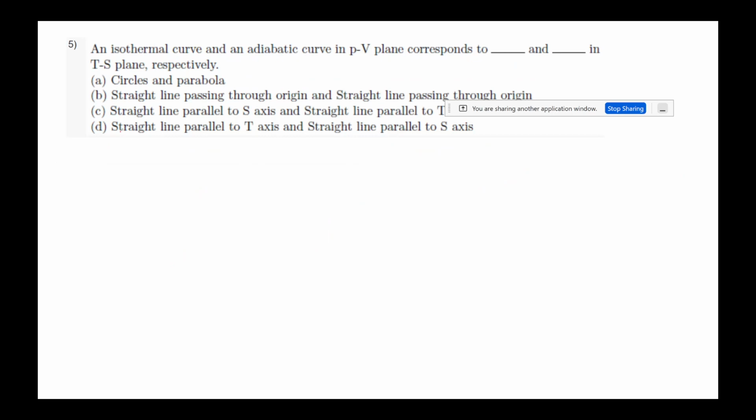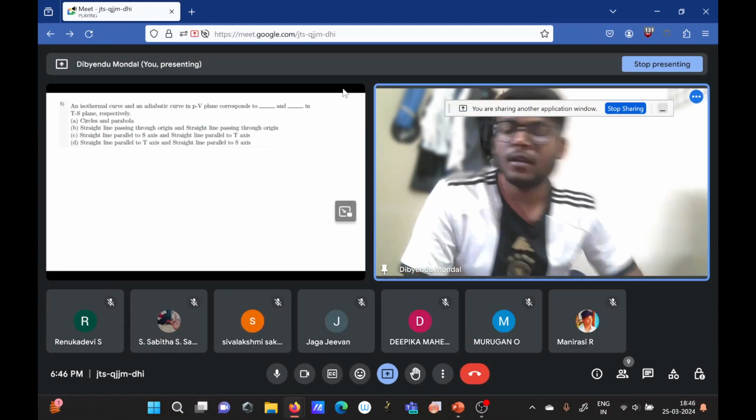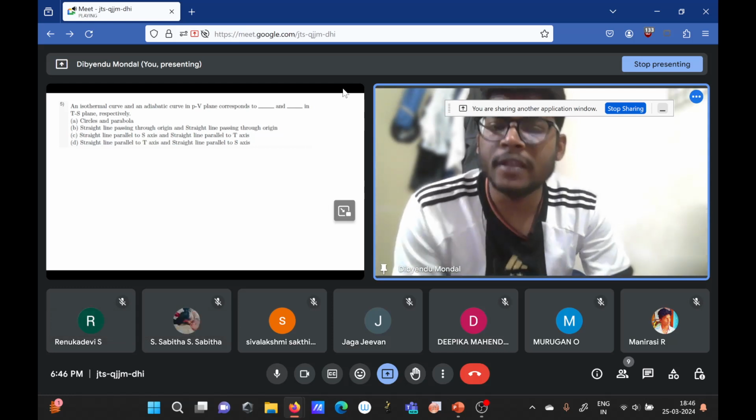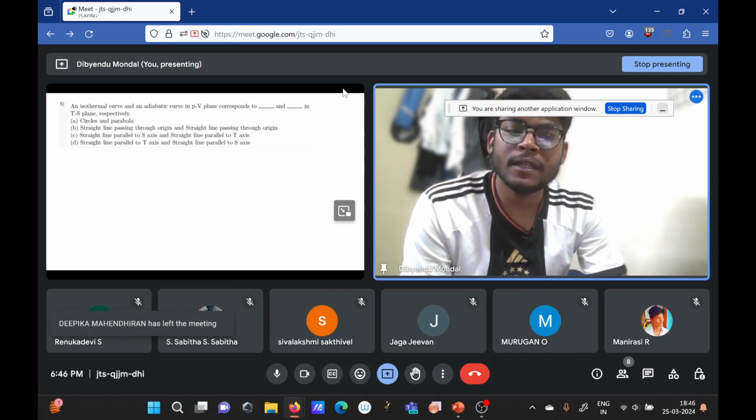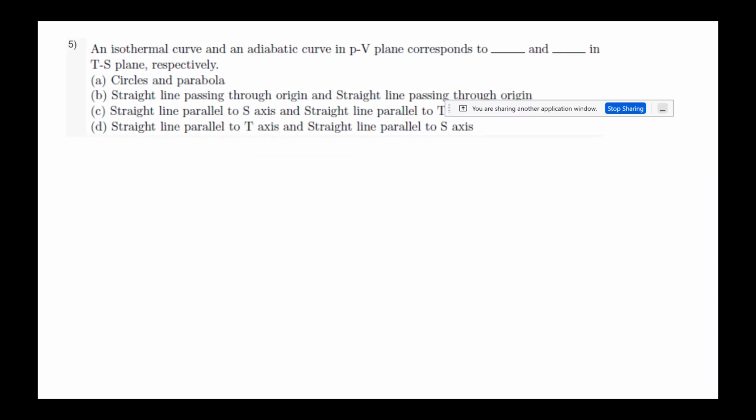Okay, let me read out the next question, which is an elaborative question. An isothermal curve and an adiabatic curve in the PV plane correspond to dash dash in the TS plane. So we need to find how the isothermal curve and adiabatic curve look in the TS plane. Let me write it here. So first, isothermal.